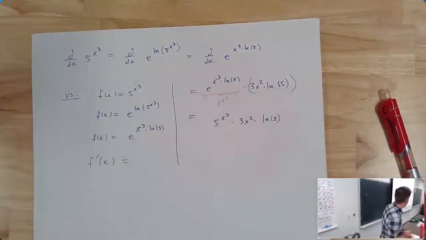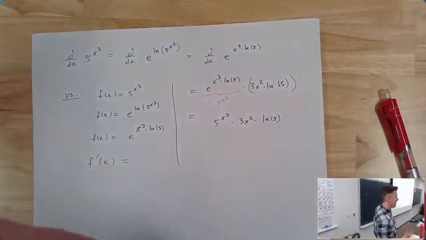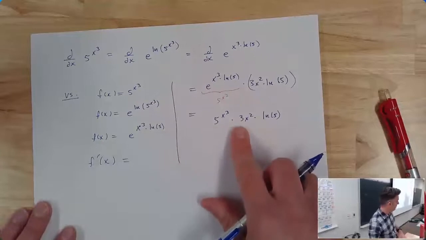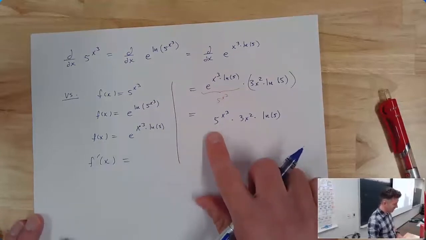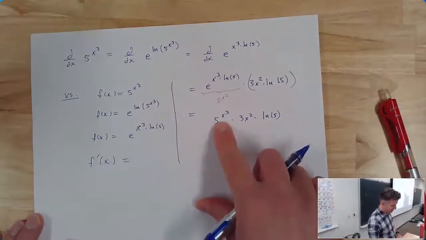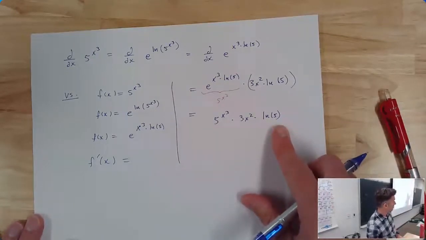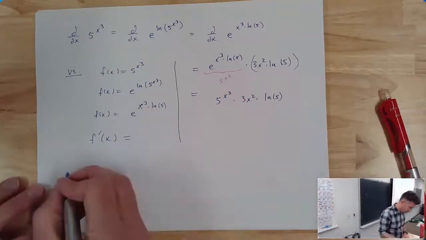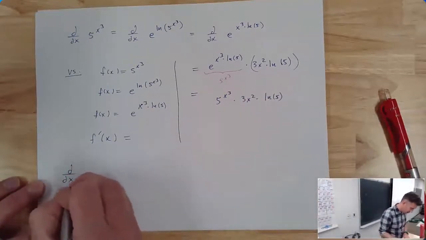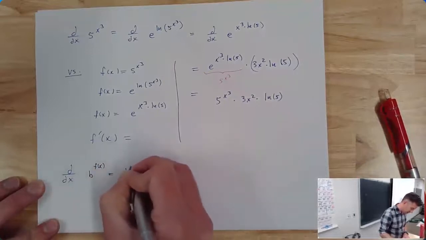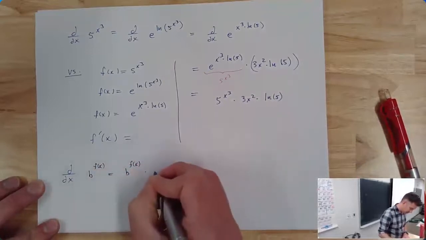Or what I would say more generally is, if I just ignore the base like I did for the logarithm, I know the derivative of e to the stuff is e to the stuff times the derivative of the stuff. So I know the derivative of some other base to the stuff is that base to the stuff times the derivative of the stuff, and I have to multiply by the natural log of that base. So we can make a more general rule and say that the derivative of some base to some stuff is that same base to that stuff times the natural log.